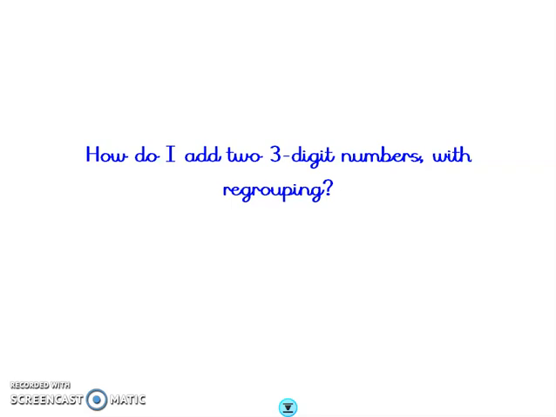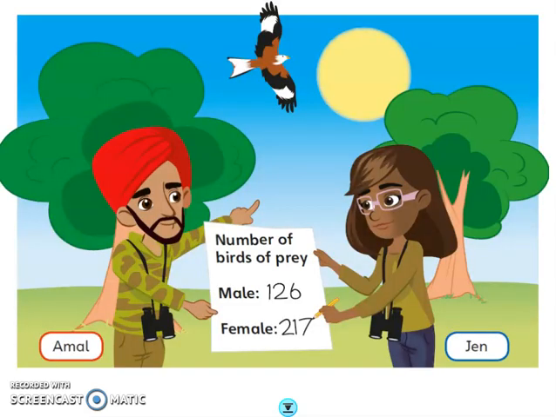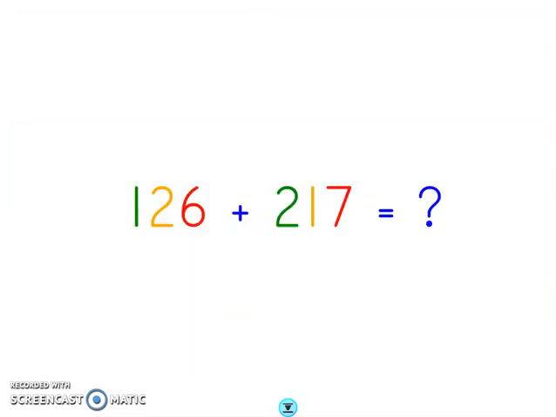And we're going to start with our first problem. So we've got Amal and we've got Jen, and they are counting the numbers of birds of prey. And we can see that we've got 126 male birds and 217 female birds. Now our job today is to add those two numbers together. So we're going to be looking at 126 plus 217.